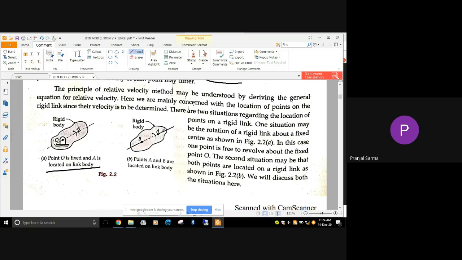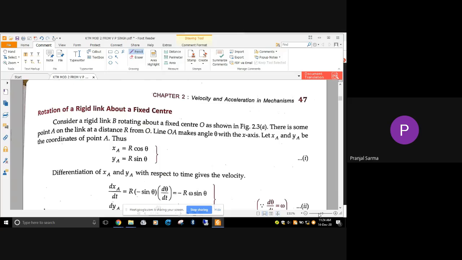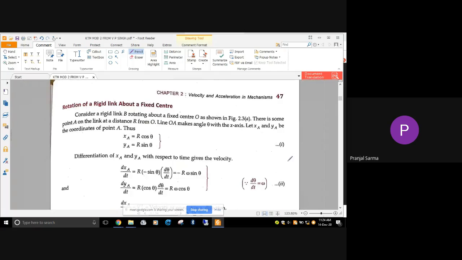Similarly, in this particular case, this is the rigid body. That preform diagram is nothing but a kind of rigid body, and both the points A and B are located on the link body. That is the rigid body. Now, if you consider the first figure, that is the rigid body, where there is a point A which is able to rotate about a fixed center O.